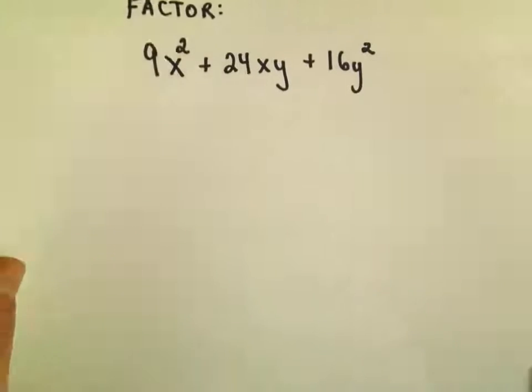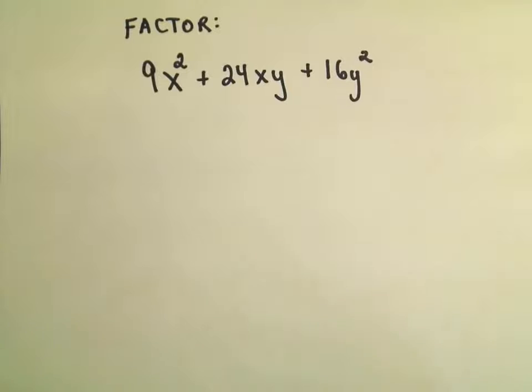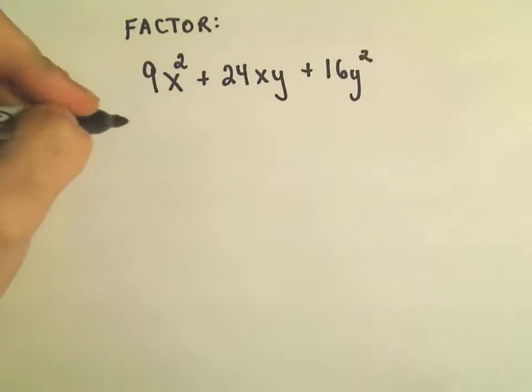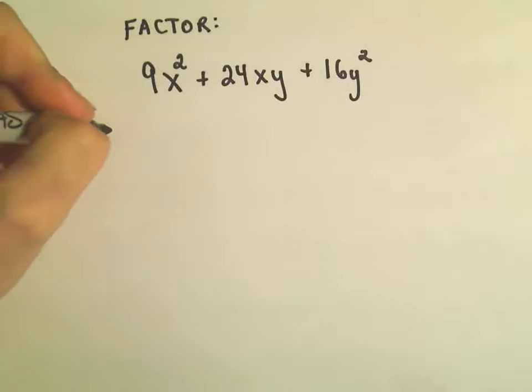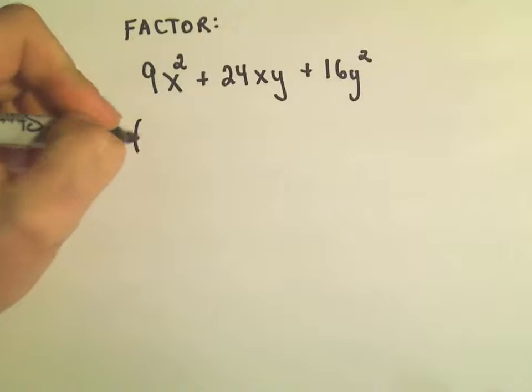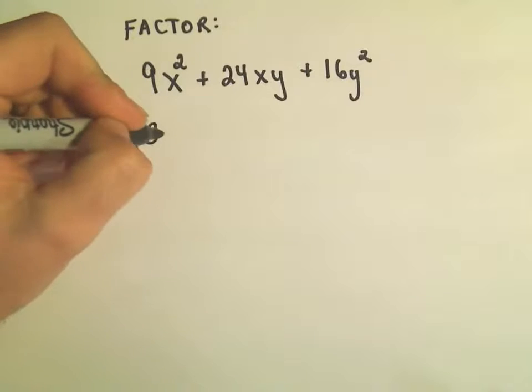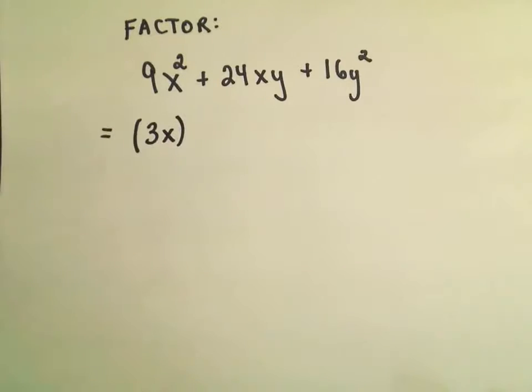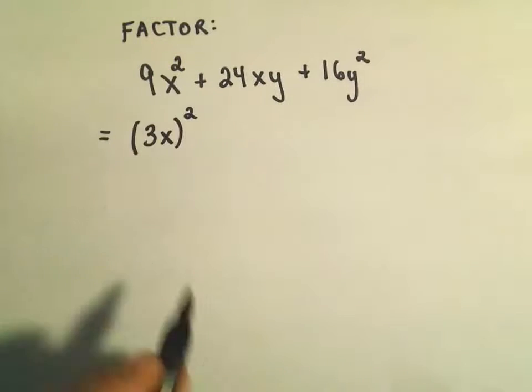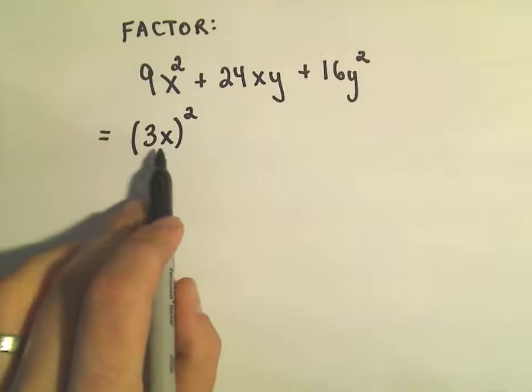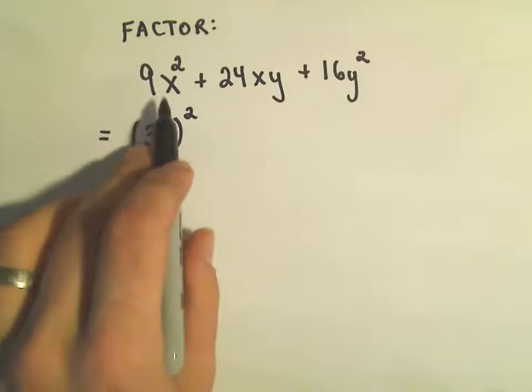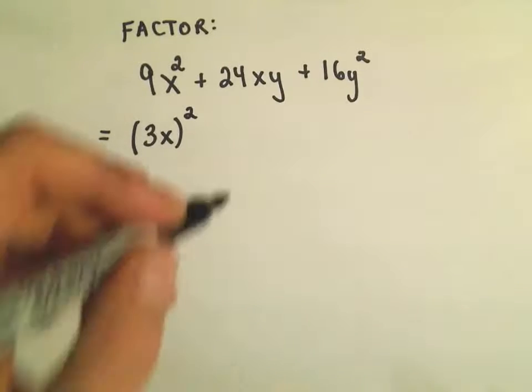So in this one, let's factor 9x squared plus 24xy plus 16y squared. And just to emphasize that formula, it says you need to write the first thing as something squared. Well, I could rewrite 9x squared as 3x in parentheses and then square it. So if I square it, 3 squared will be 9, and x squared is x squared.